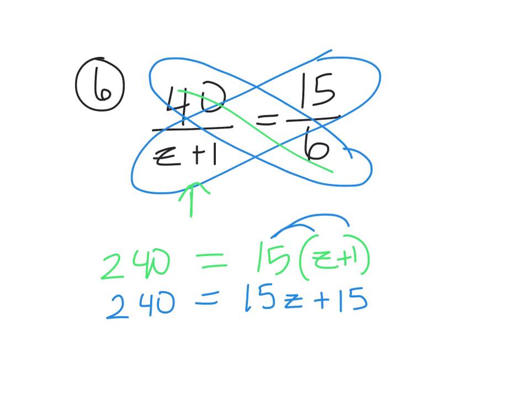Good. So now to get the z by itself, have you guys never seen anything like this? Abraham looks at me like it's weird. Am I making this harder than I should? Well, keep going. This is what you're going to be doing next year. So then I subtract 15. What's 240 minus 15? That would be 225. So then I get 225 equals 15z, and then I just divide by 15.